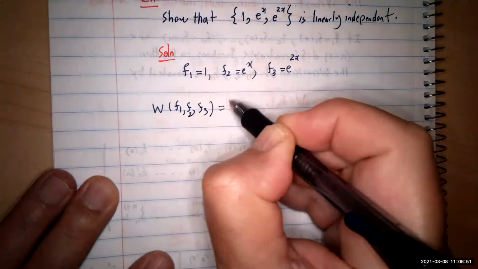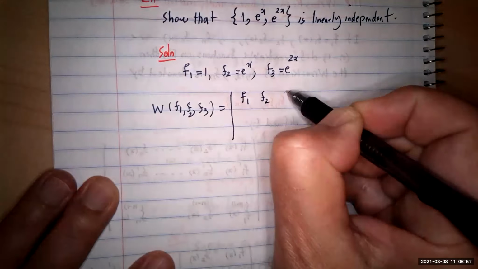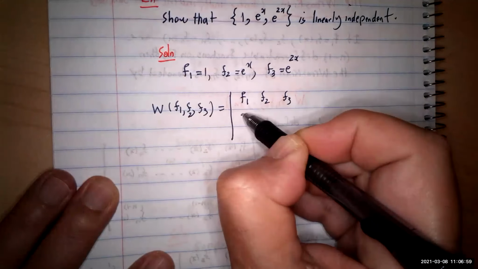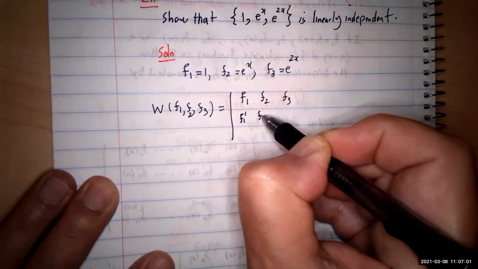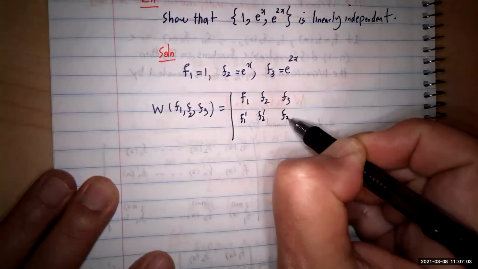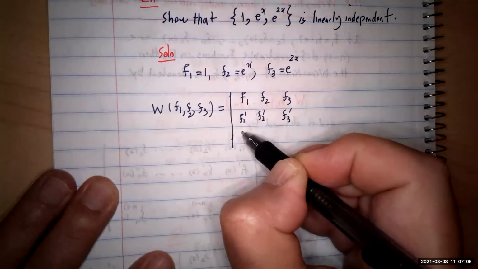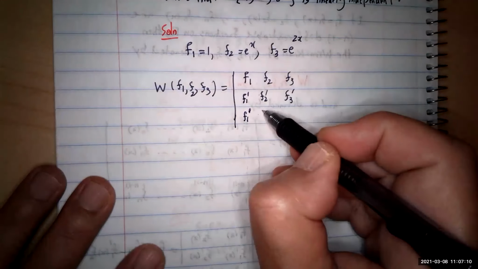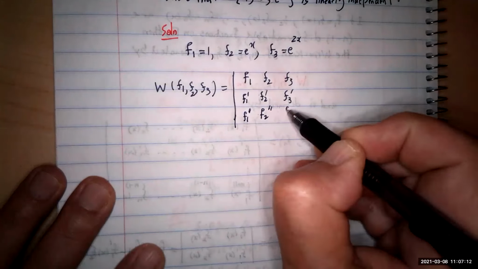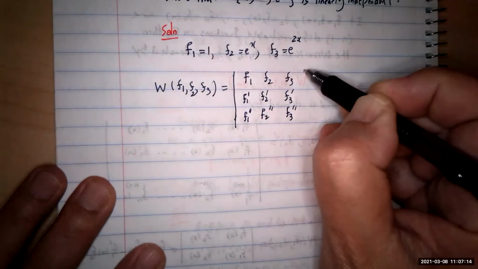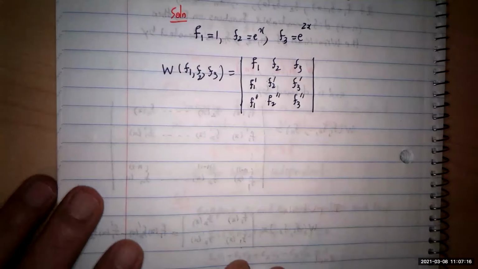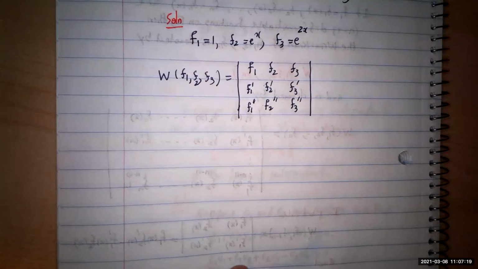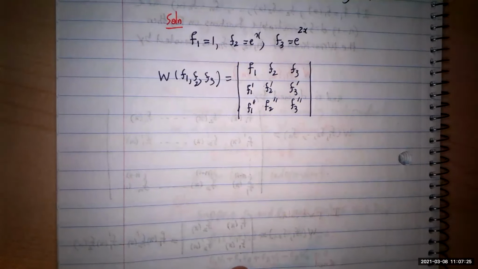The first row is going to be F1, F2, and F3. The second row is their derivatives, F1 prime, F2 prime, F3 prime. And the last row is the second derivatives. So this is what you need to do: you form this matrix first, and then you find the determinant of the matrix.